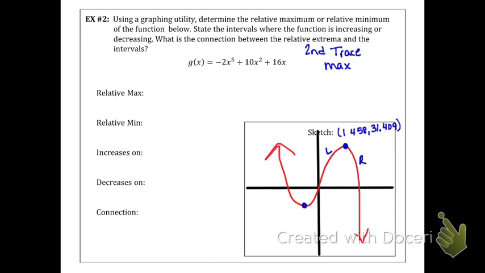And then I've got this minimum value here. So I'm going to do the same thing. I'm going to go to second trace, but this time I'm after a minimum, so I'm going to choose minimum. It says left bound, so I'm going to arrow over here where I'm on the left, right bound, arrow over to the right. Don't worry about guess, so just hit enter. And it should give you the point -0.688, -3.373.